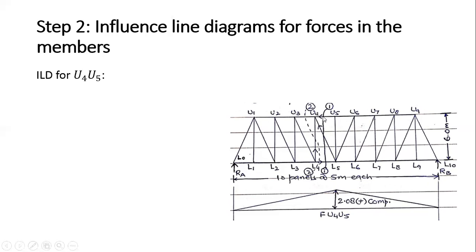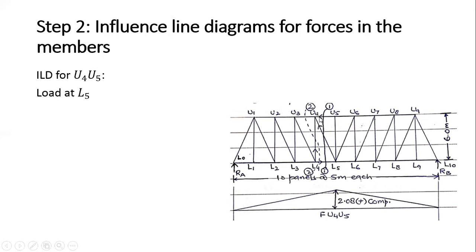So I have to find out what will be the force in this member, because the force in this member continuously changes as the train moves from left to right. So I have to apply the principle of influence line diagram to calculate the maximum force in the member. For calculating maximum force in this member, the load is acting at the opposite joint. The opposite joint for this member is this one, L5. So when the load is at L5, the force in this member will be maximum.